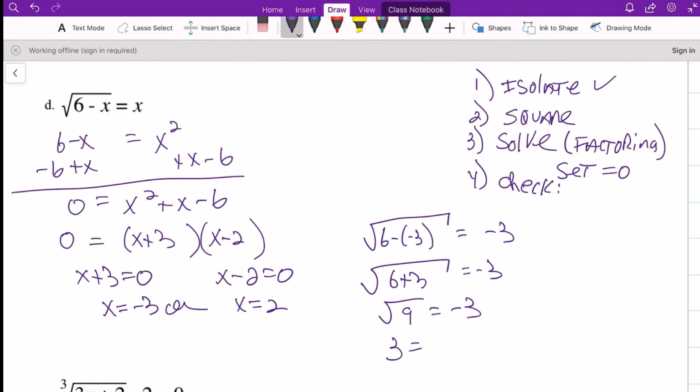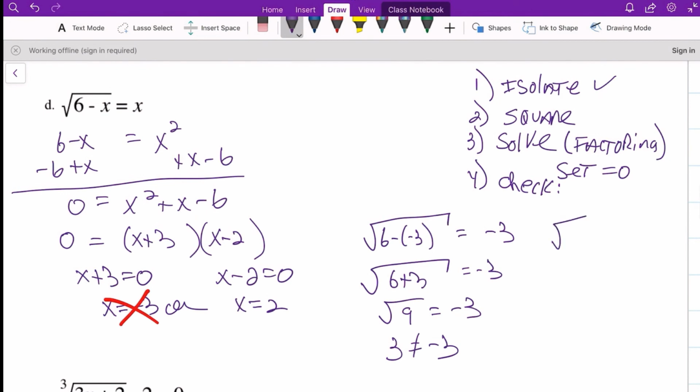And this is not going to work, right? We could see that right away, because when we see the square root of something equal to a negative on the other side, we knew right away that this one wasn't going to work. So x equals negative 3 is not an answer. Now let's double check and make sure everything was good for x equals 2.